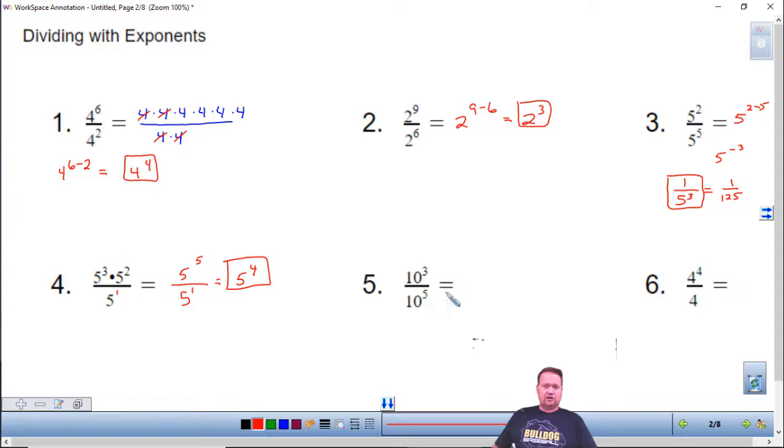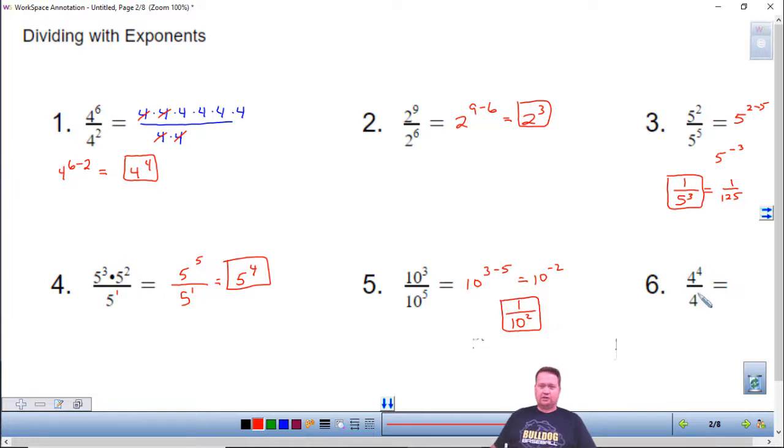Here, 10 to the 3rd over 10 to the 5th, again, I'm going to subtract these exponents, top one minus the bottom one, 3 take away 5, which is 10 to the negative 2 power. And whenever I have negative exponents, we don't want to leave it that way. I'm going to put it in the denominator, and it's going to change that to be positive. And that's going to be good enough for me for right now.